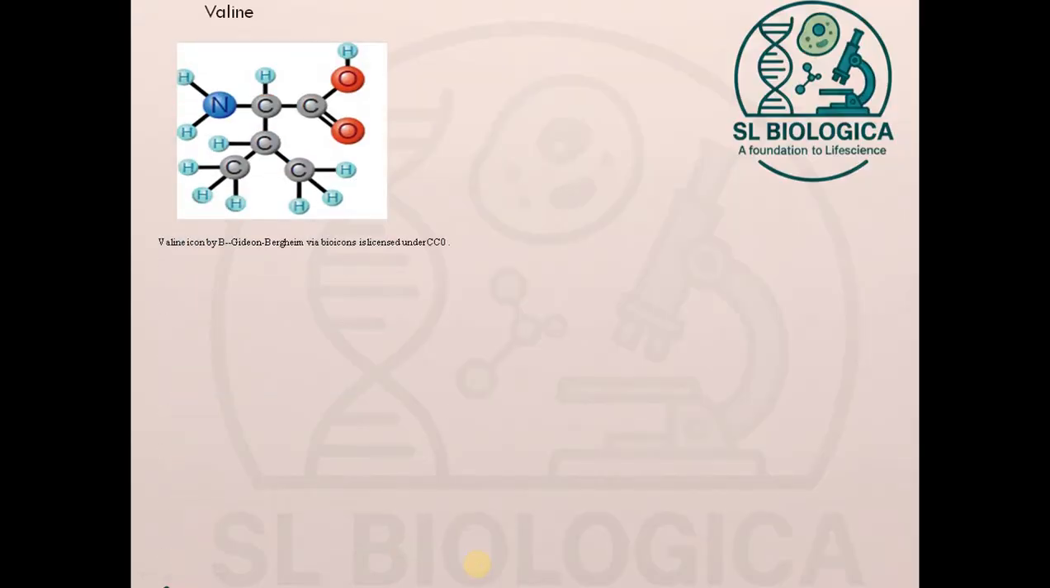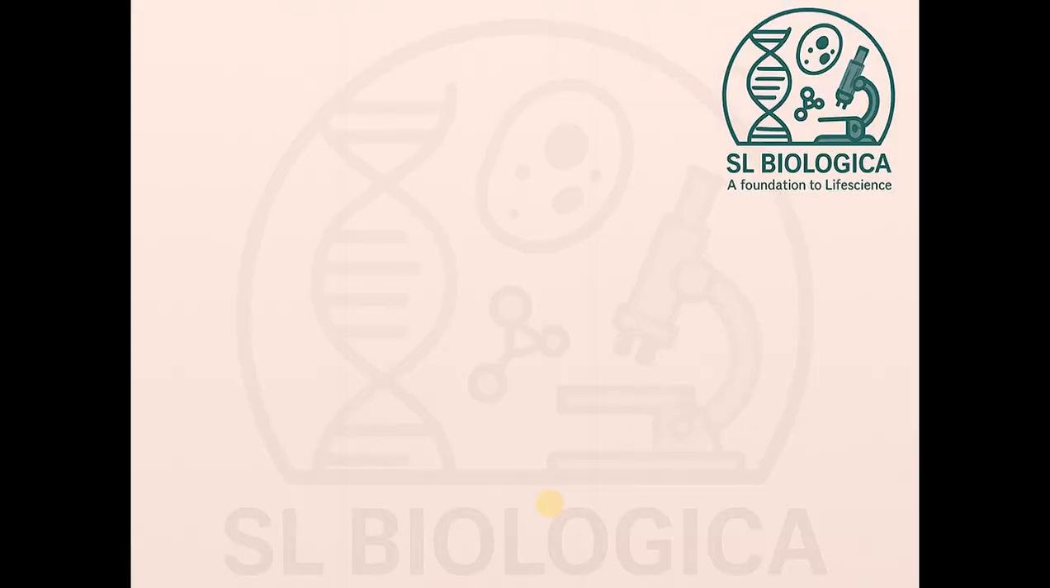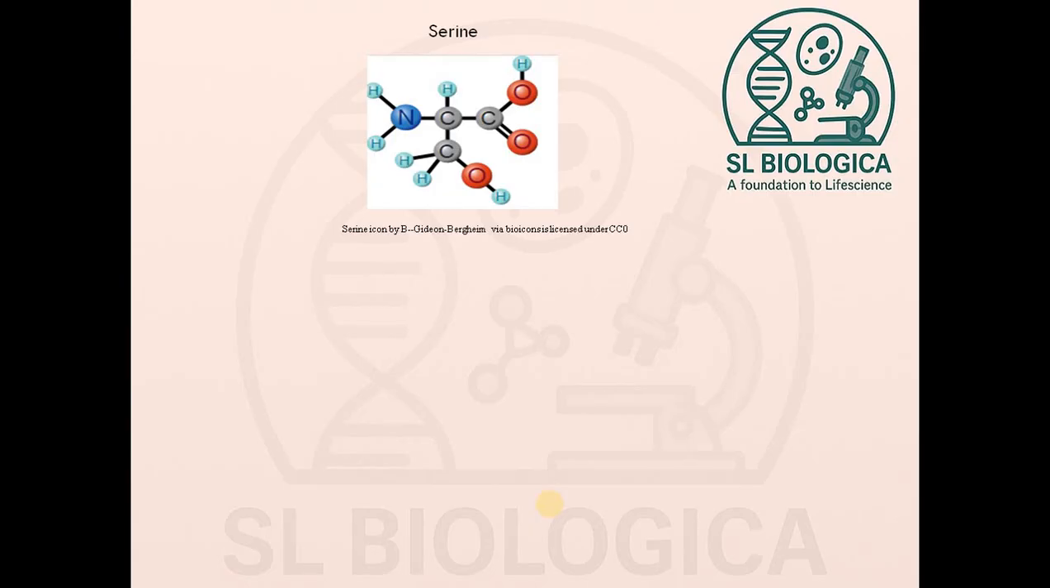So here we have the structure of the amino acid valine. This is the alkyl group of valine. It does not possess any hydroxyl, amino, amide, or carboxyl groups. Again, glycine is the simplest form of amino acid, where it contains a hydrogen atom as the alkyl group. Again, it will not participate in hydrogen bonding. Then serine contains an OH group, that is a hydroxyl group, so it can participate in hydrogen bonding.